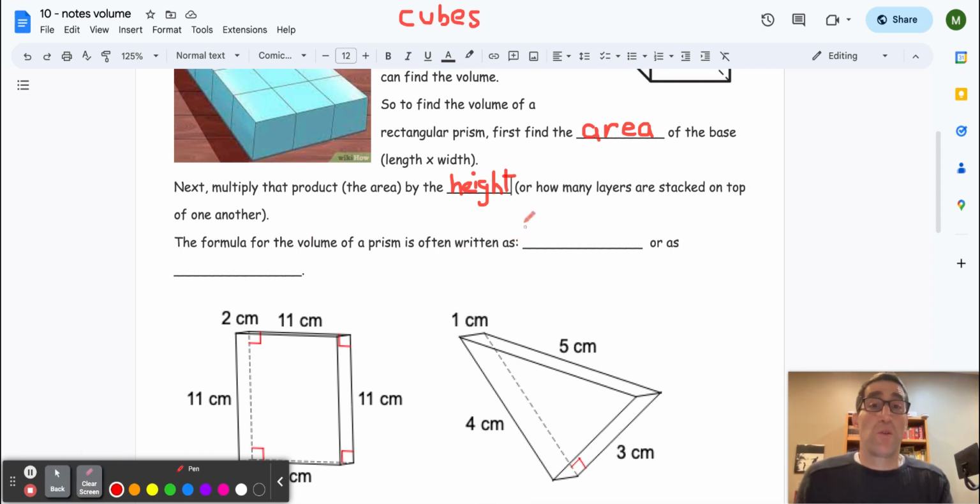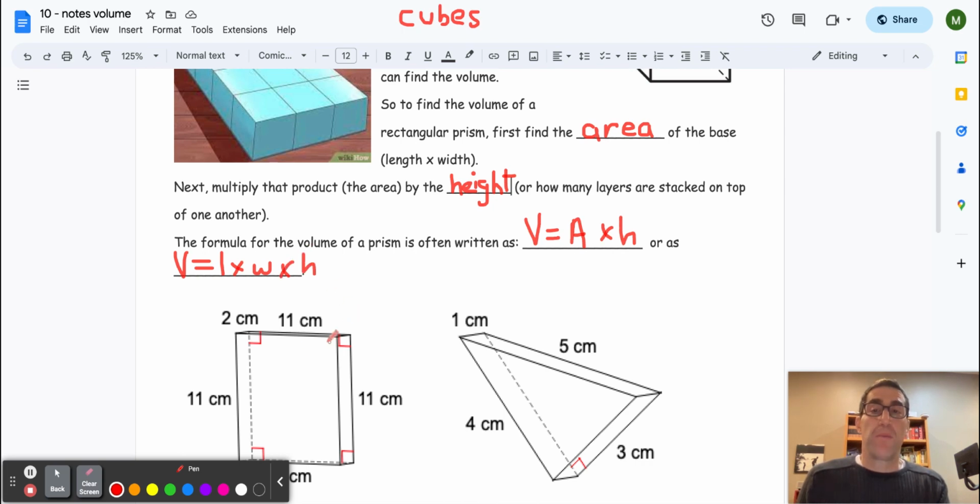The formula for the volume of a prism is often written as the volume, which is usually represented as a V, is equal to the area of the base, so we just put A for area, times the height. Now, in a right rectangular prism, we can find that area by writing the volume is equal to the length times the width, which gives me the area, and then we multiply that amount by the height. So we're multiplying three numbers.